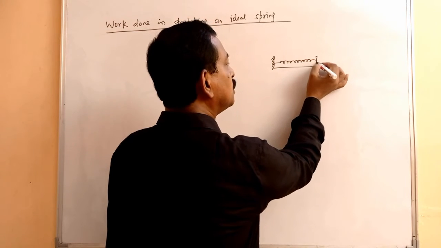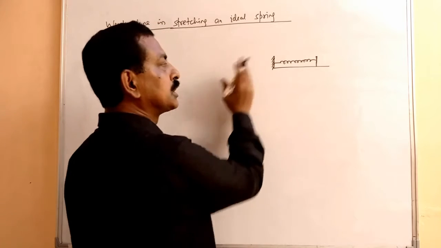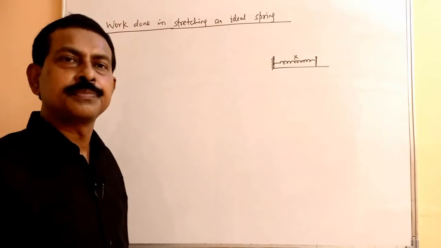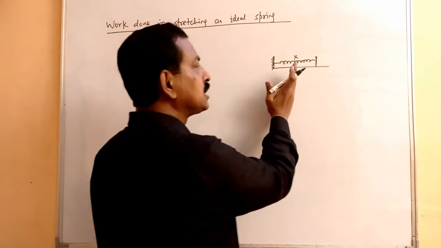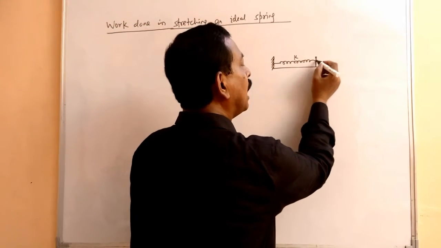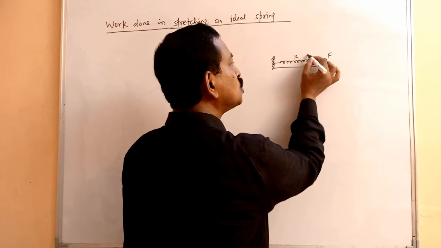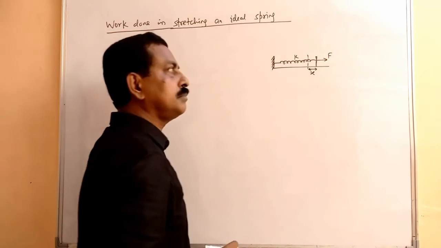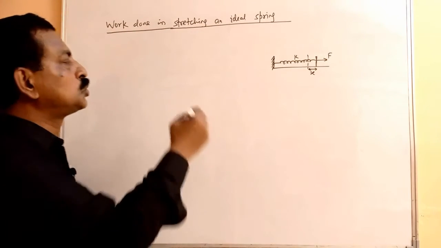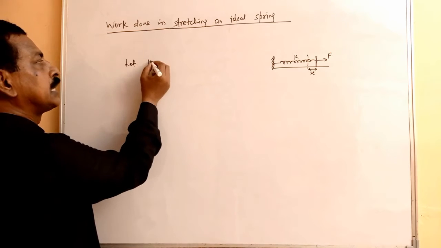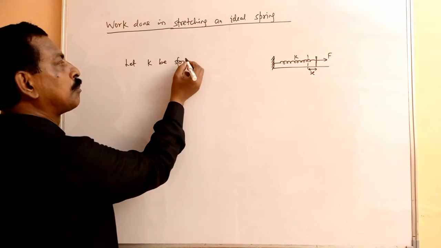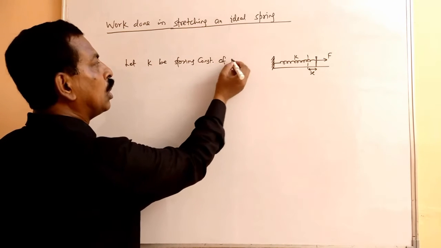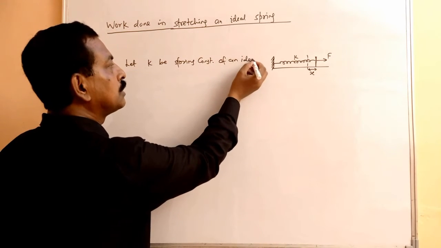It is attached to one end here. This is the fixed end, and its spring constant is K. We are pulling this spring by a force F, so that the extension produced is, suppose, X. So let K be the spring constant of an ideal spring.